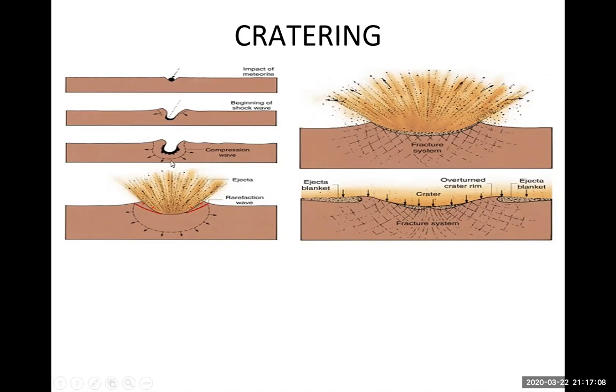That as a result of this compression wave from the impact, there's a little bit of a bounce, a rebound or a rarefaction wave that pushes the pulverized rock out, creating this ejecta, this spray of debris that you can see right here expanding outwards and eventually settling down into an ejecta blanket in this case.